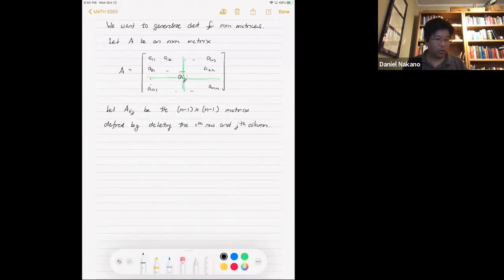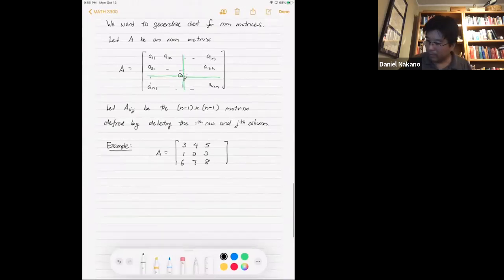Okay, so let's do some examples where we compute these matrices. So I'm going to give you a 3 by 3 matrix. Let's see, 3, 4, and 5, and 1, 2, and 3, and let's say 6, 7, and 8. Okay, so this is a 3 by 3 matrix, and let's actually compute these smaller matrices, right?